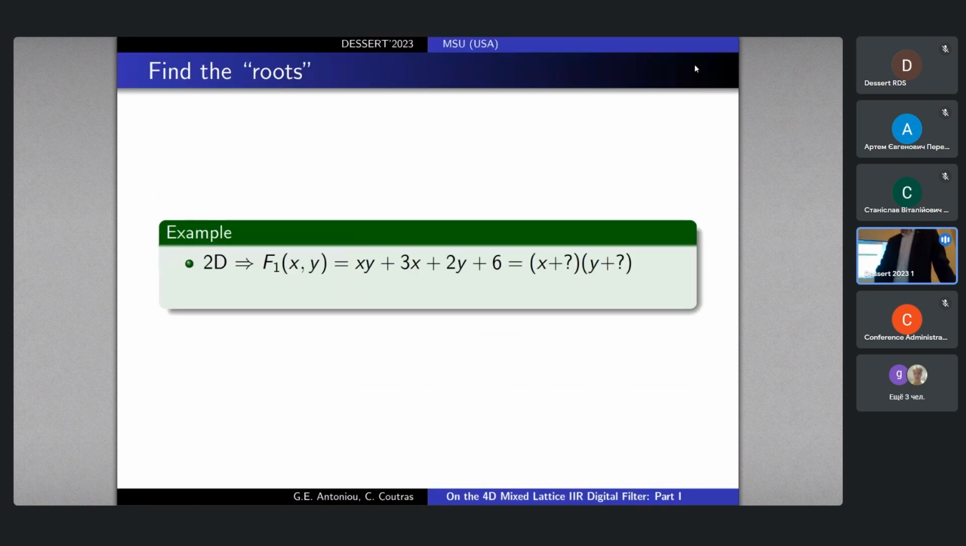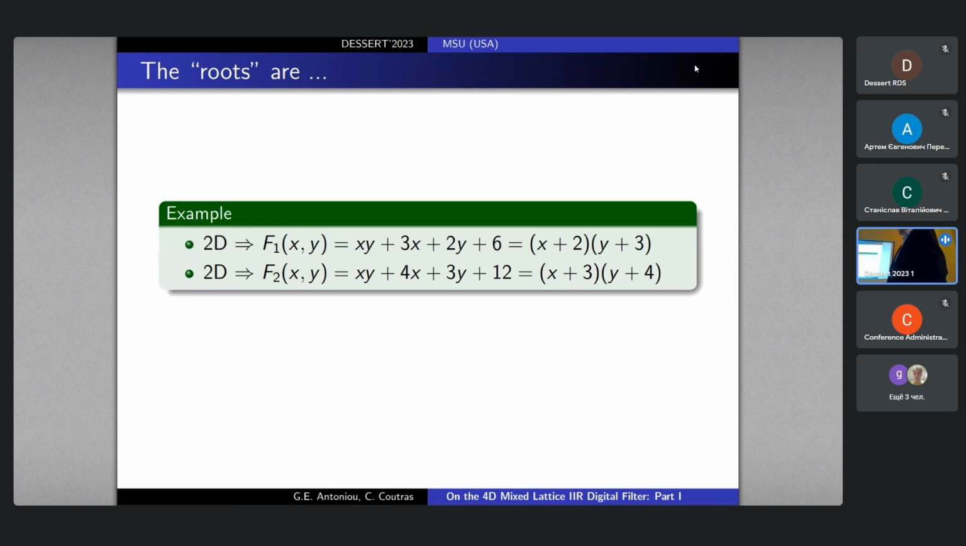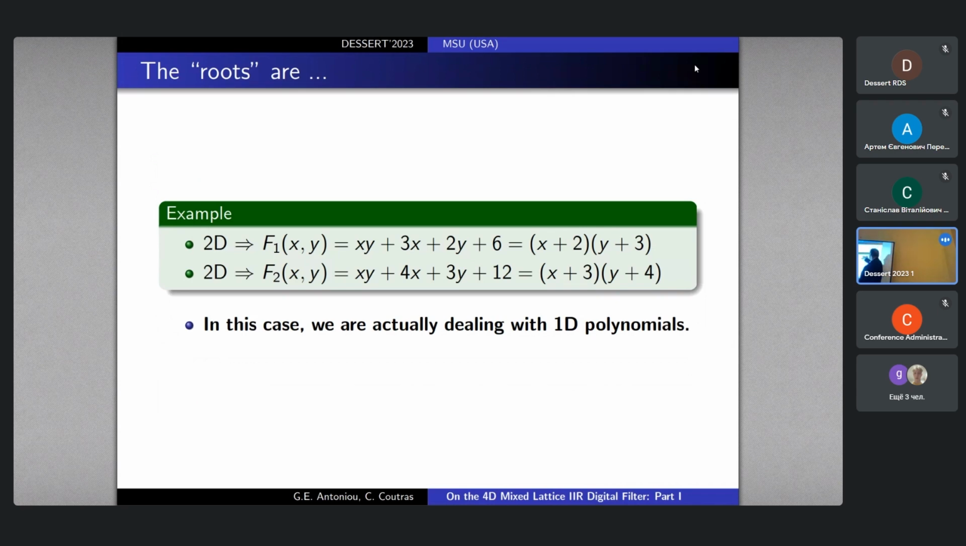Okay, so for example, this: 2x, 2y plus 6. And this is 4x, 3y plus 12. Those have roots, but those actually are not 2D polynomials, they are 1D polynomials. Because this is x plus 2, y plus 3, which are 1D. So therefore, we can apply what we know.